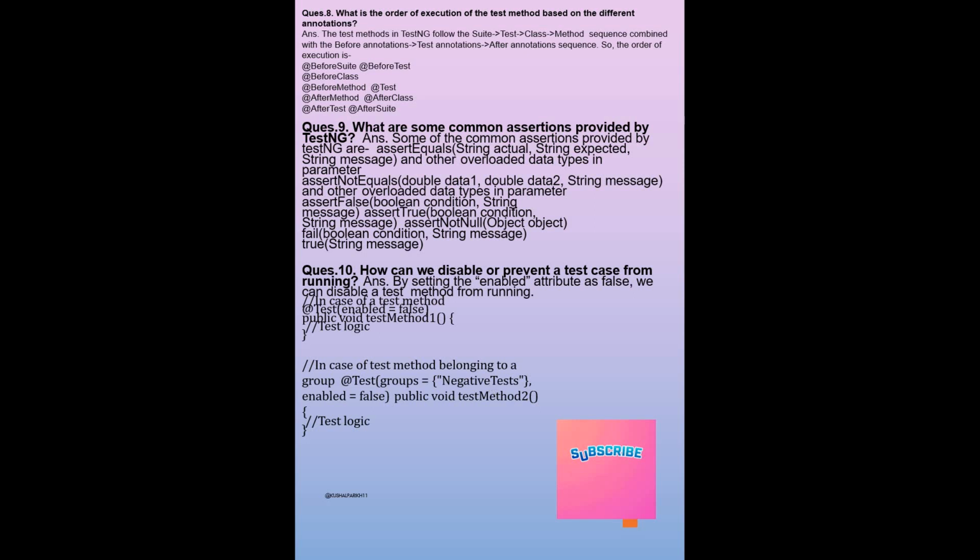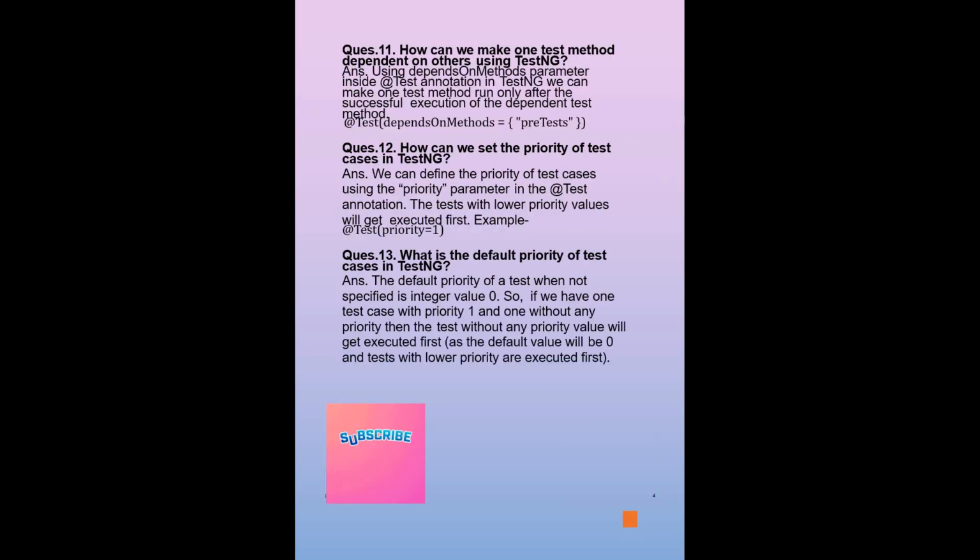And if a test method belongs to a group, then test group equals negative test. And for the negative test, we can set enabled equals to false for that group. So how can we test one method depending on another? We'll be using the dependsOnMethods attribute. You can put @Test(dependsOnMethods) equal to the method name of the test case which it is dependent on.